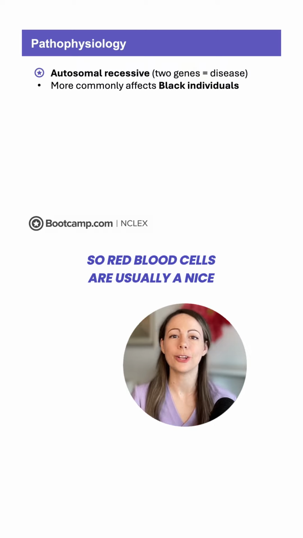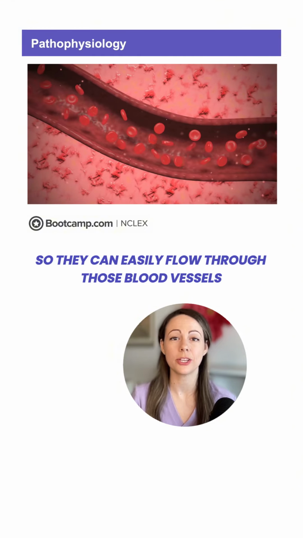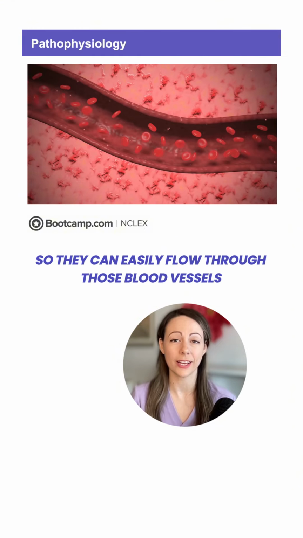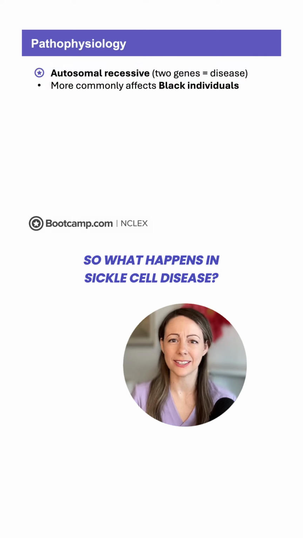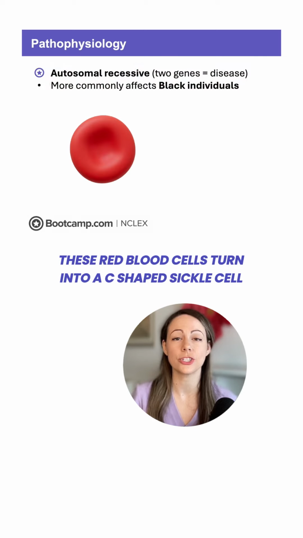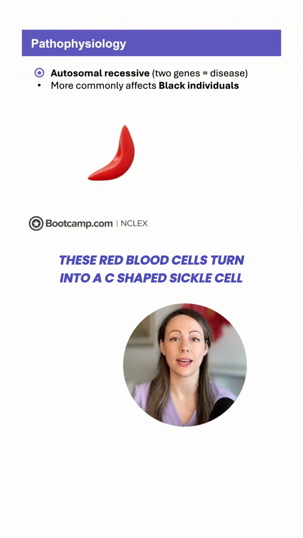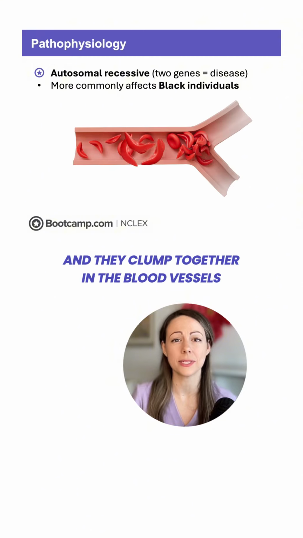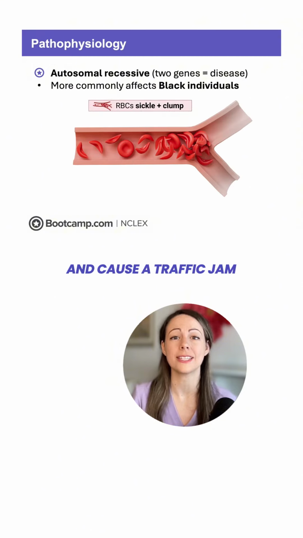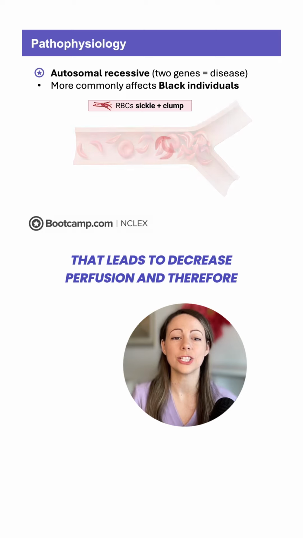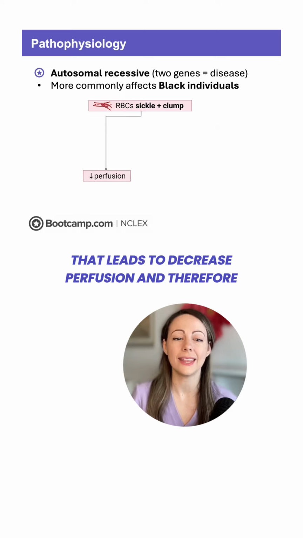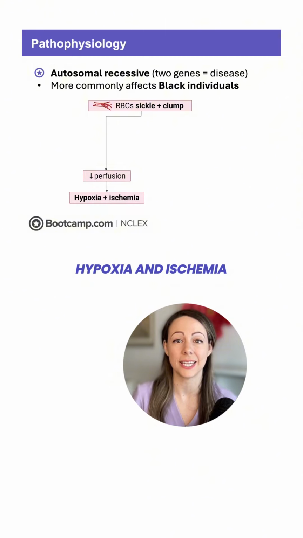So red blood cells are usually a nice round donut shape so they can easily flow through those blood vessels. So what happens in sickle cell disease? Well, these red blood cells turn into a C-shaped sickle cell and they become sticky and they clump together in the blood vessels and cause a traffic jam. That leads to decreased perfusion and therefore hypoxia and ischemia.